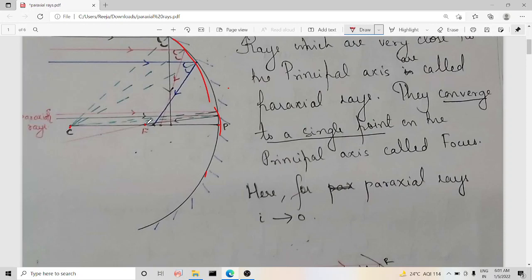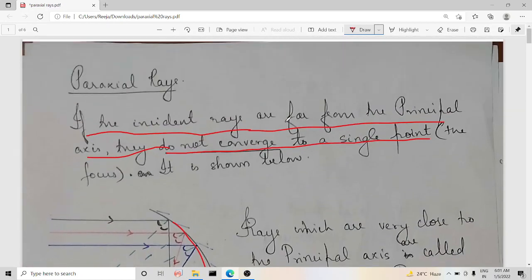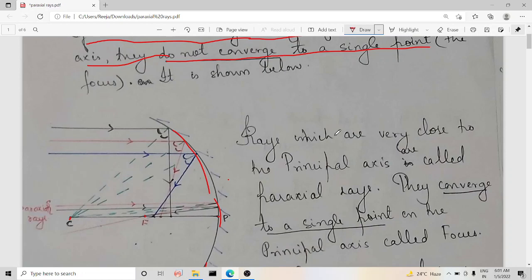Now this is a fact which is known to all of us. But what I told just now is, if the incident rays are far from the principal axis, then they will not converge to a single point, that is, to the focus. That's what I have told now. So let us see how it is happening.